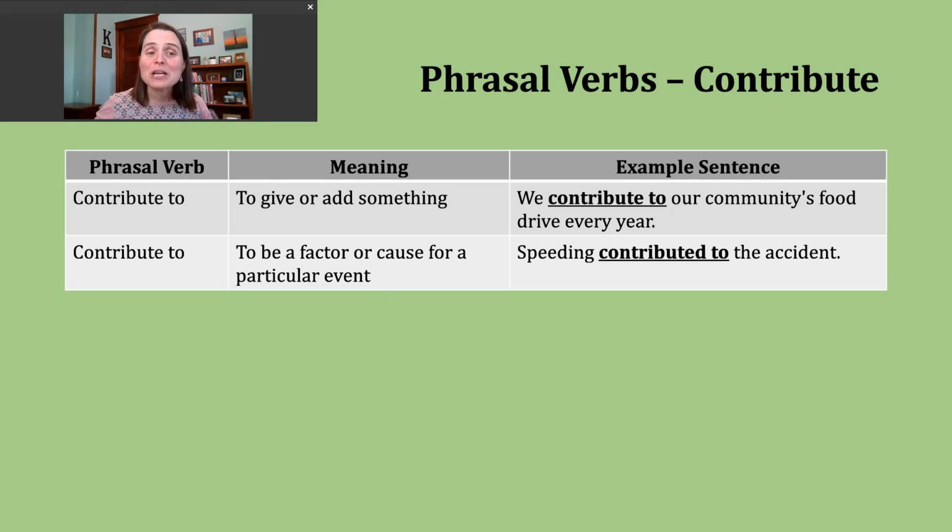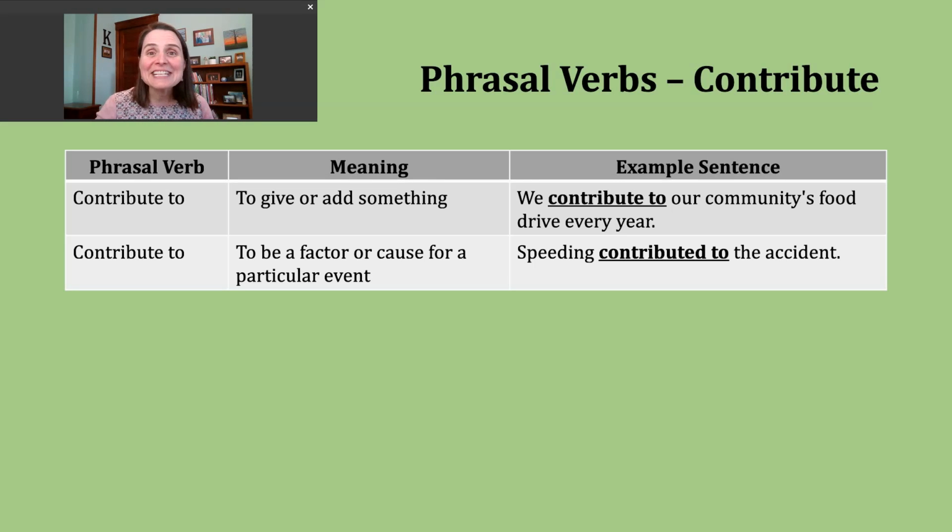A second way to use contribute to can mean to be a factor or a cause of a particular event. An example of this might be, speeding contributed to the accident. Okay? So it means it was a factor. It doesn't mean it was the only cause. Maybe it was rainy, the road was slick. Together, speeding plus the rain led to this accident.